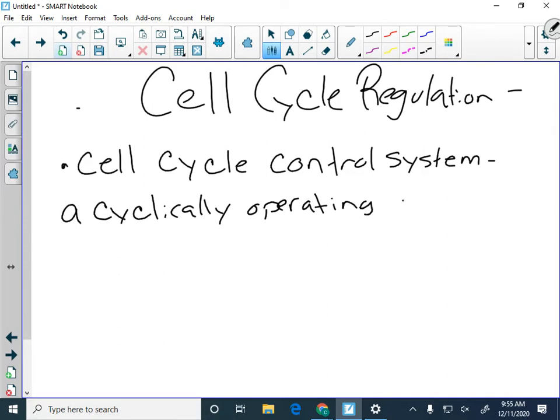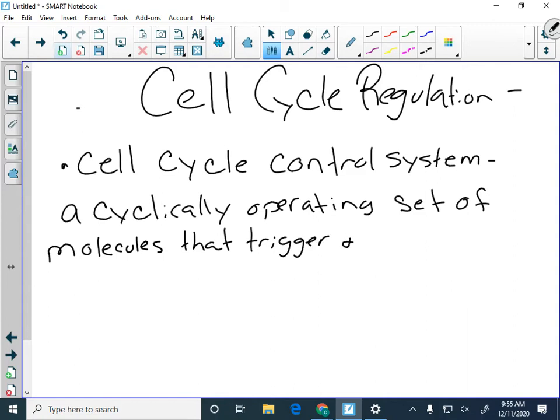Cyclically operating set of molecules that trigger and coordinate key events in the cell cycle.